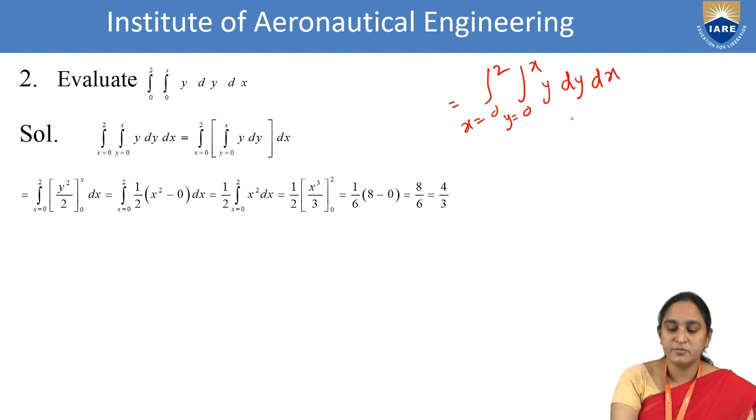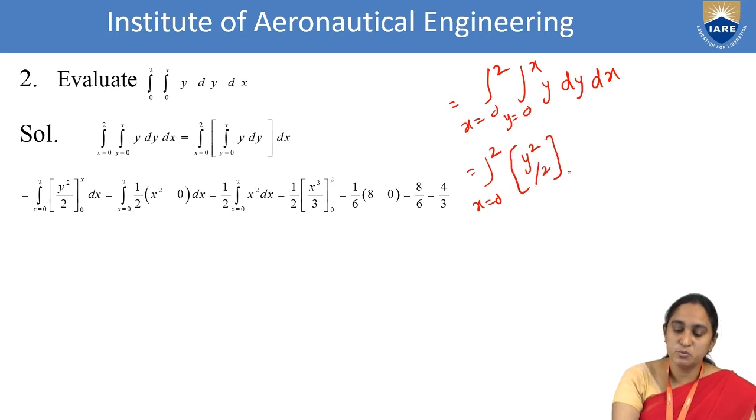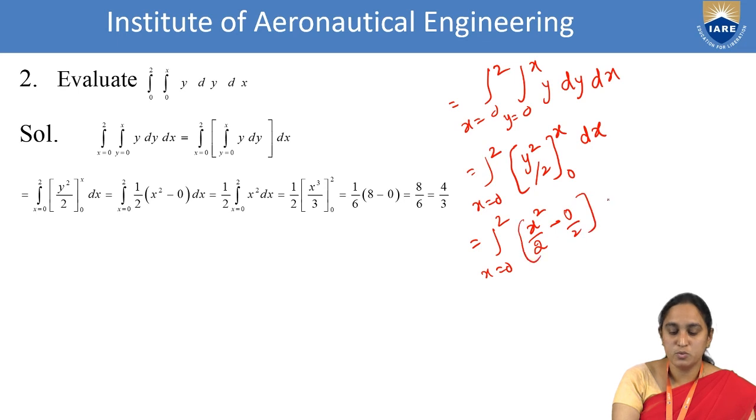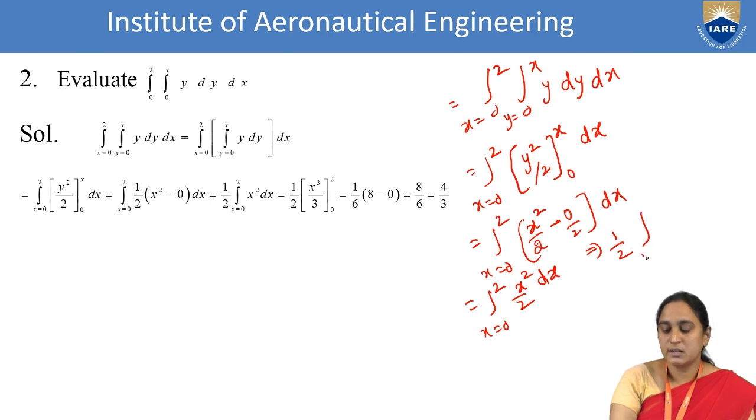Okay, now I'll integrate first. We integrate with respect to y, that is integral x is equal to 0 to 2, the y integration is y square by 2, limits are 0 to x, dx. Then integral x is equal to 0 to 2. Now I'll substitute the upper limit, that is x square by 2 minus 0 by 2, into dx. I'll take integral x is 0 to 2 of x square by 2 dx. I'll take 1 by 2 outside and the remaining part, 0 to 2 x square dx.